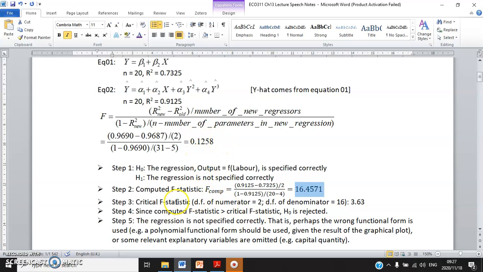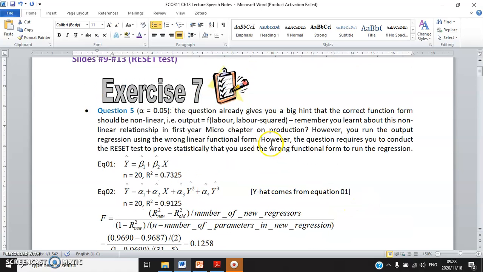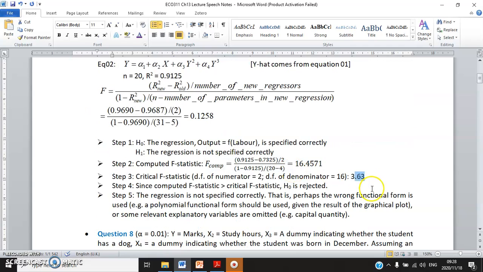Okay? Critical F stat, I'm not going to show you the F table. You would know degrees of freedom of numerator is 2, degrees of freedom of denominator is 16, and if you use the F table, I think alpha is given as 5%.